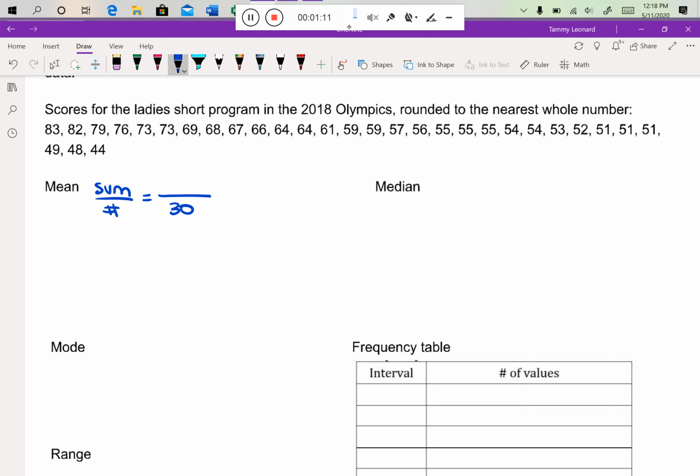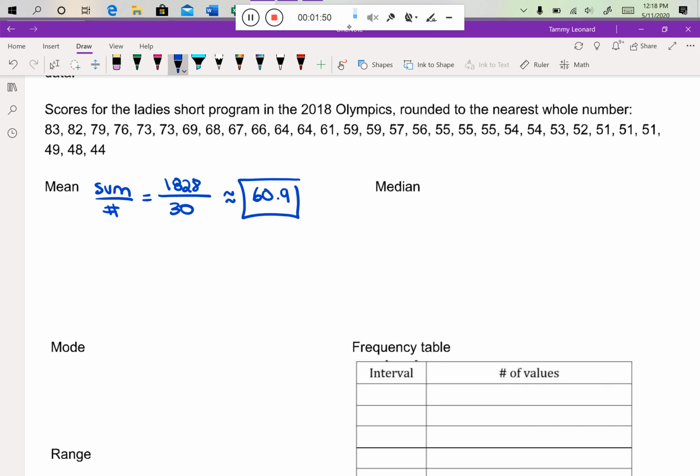And then if you take your calculator and you add up the 83, the 82, the 79, the 76, et cetera, all the way to the 44, you will find that the sum of all those numbers is 1,828. So then you take your calculator and you divide the 1,828 by 30, and you'll get that the approximate average or mean score was 60.9. So that's the mean score for the ladies in the short program for ice skating in the 2018 Olympics.